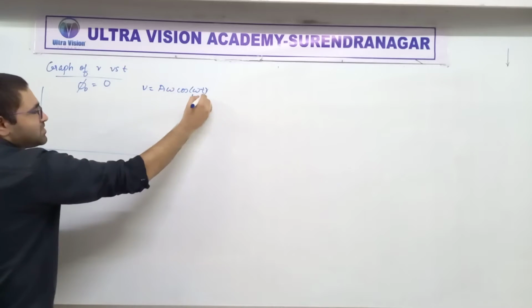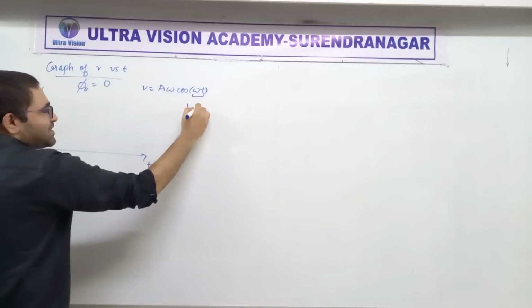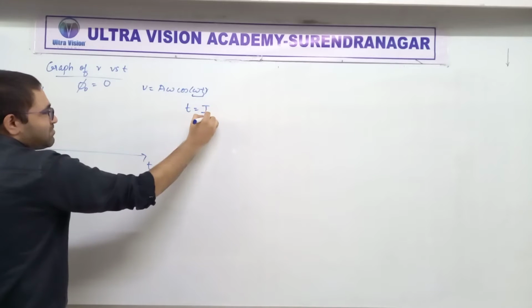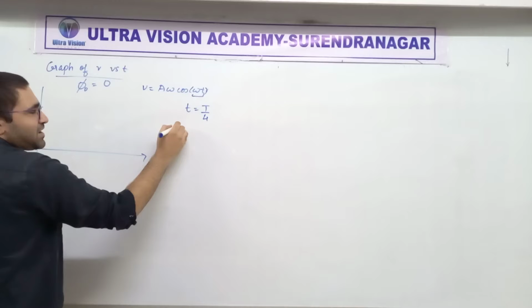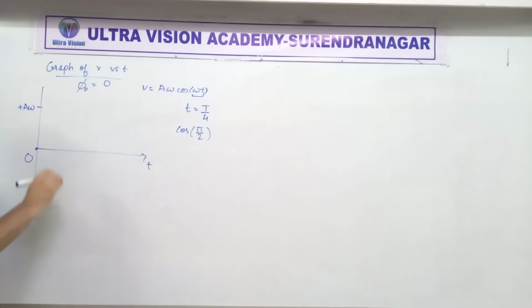For example, for t equal to 0, it will start at plus a omega. Then when you put small t equal to capital T by 4, this angle will become pi by 2. That's what we have already talked about. So here it will become 0 when t is T by 4. Like this, the graph will take the same kind of pattern. I am not taking all the values again.